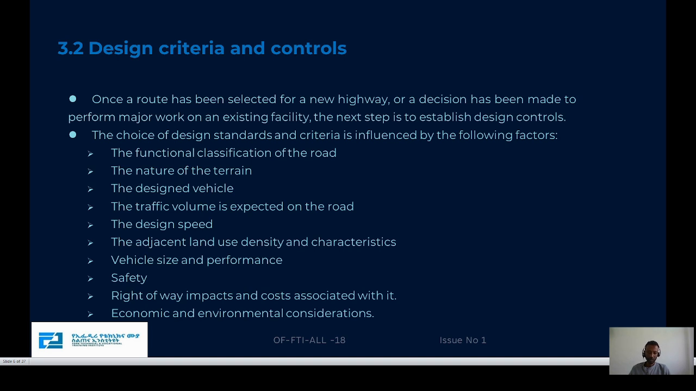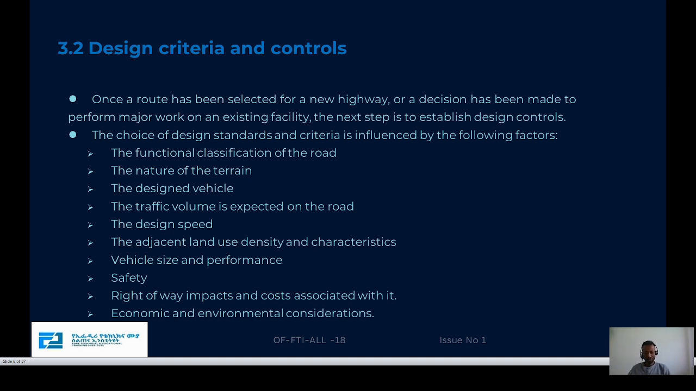The nature of the terrain is also a factor, with four types of terrain depending upon the grades: flat, rolling, mountainous, and escarpment. Another influencing factor is the design vehicle; the vehicle sizes and heights will also be considered in the design standard. For example, the height of the vehicle is very important for clearance, and the width is important to fix the lane widths.